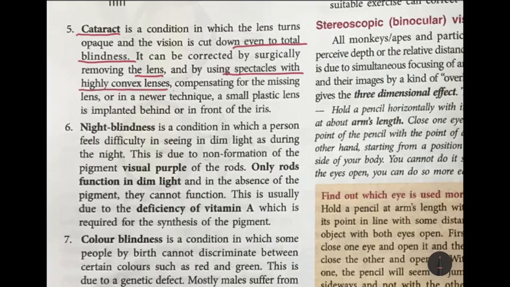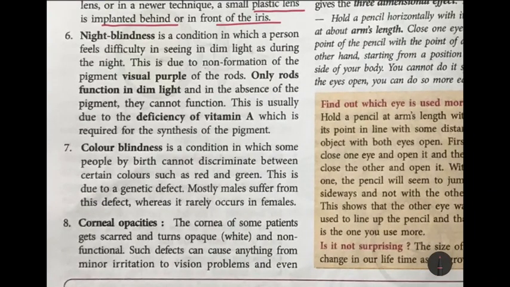But nowadays, in a new technique, a small plastic lens is implanted behind or in front of the iris. Next is night blindness. Okay, so night blindness, as the word implies, is a condition in which a person will not be able to see in dim light, especially after the sun goes down during the night.